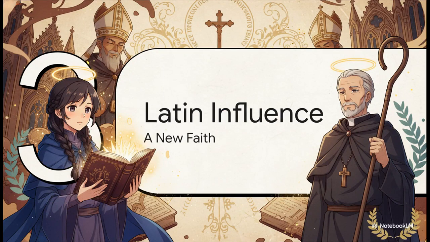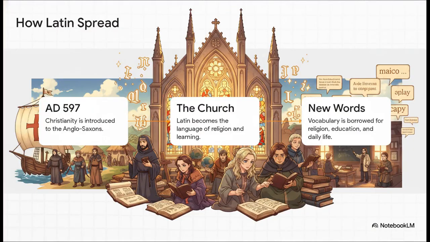All right, so the next big change for English wasn't from a sword, but from a prayer. A whole new faith was coming to the island, and it brought a very powerful and influential language with it, Latin. And you can see exactly how it unfolded right here. First, Christianity gets introduced around 597 AD. Then, the church becomes this huge center for, well, everything, especially learning. And what was the official language of the church?